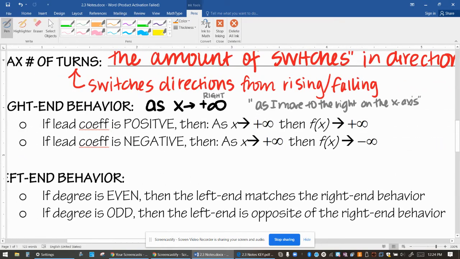Okay, here are the rules. If your leading coefficient is positive, then your y values are going to rise on the right end. However, if your leading coefficient is negative, then your right end y values are going to fall. So leading coefficient is positive means that your right end y values are going to rise.